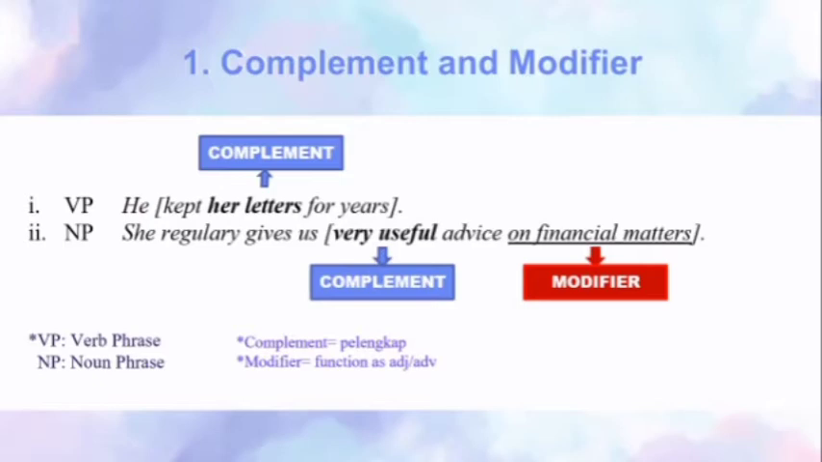Complement are related more closely to the head than modifier, and in some cases of sentence, the existence of complement is obligatory. Dalam beberapa kalimat, keberadaan complement sendiri merupakan suatu hal yang wajib untuk melengkapi kalimat tersebut.